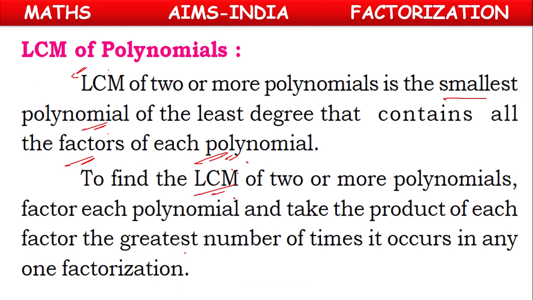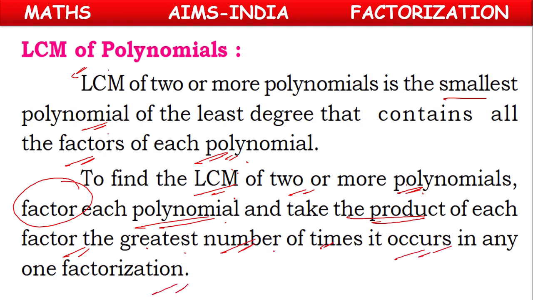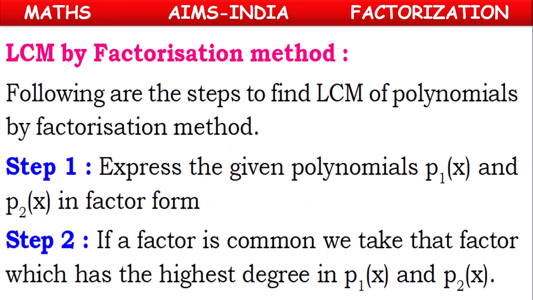To find the LCM of two or more polynomials, what we have to do is find the factors of each polynomial and take the product of each factor the greatest number of times it occurs in any one factorization. Let's try to understand with an example, children. While doing LCM, we have to follow some steps. The given two polynomials: take the first one as P1(x) and the second one as P2(x).